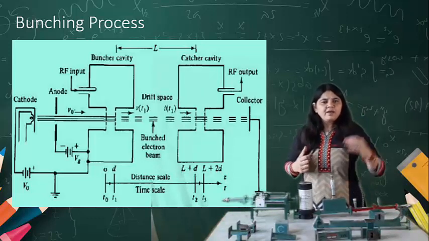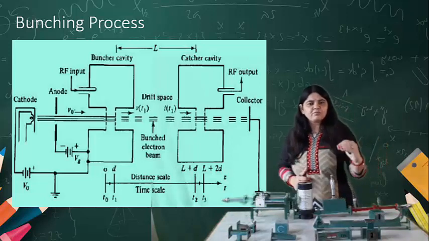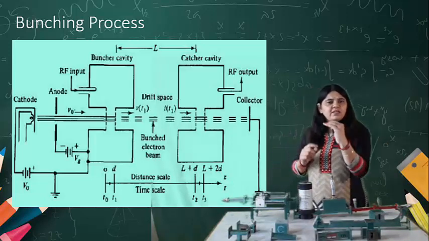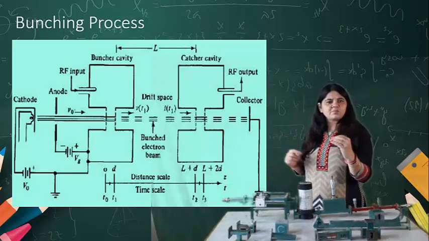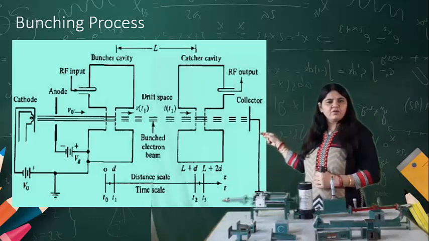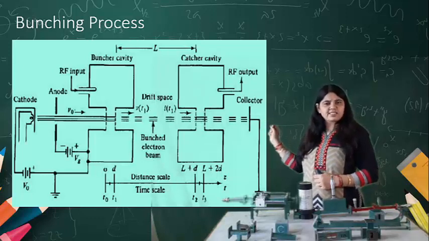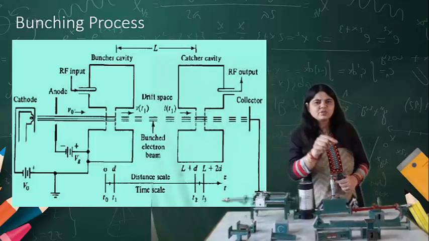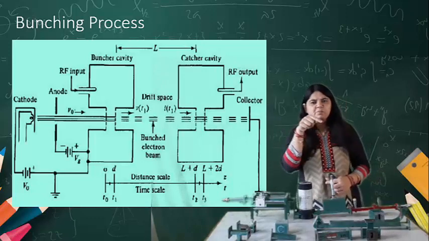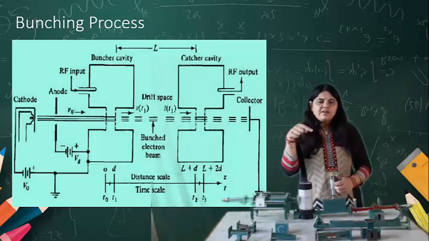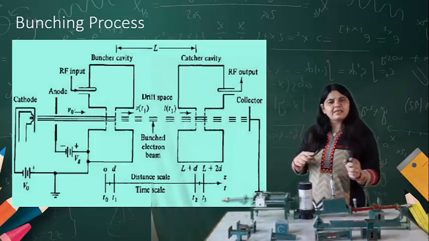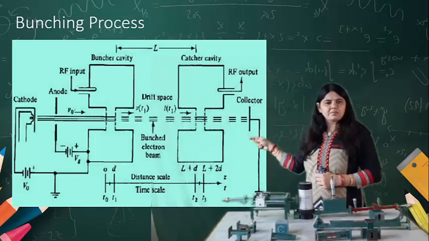Now what will happen? The electrons which are coming from the anode will reach this particular cavity end. Over here the RF input is there, so that input is applied so that the velocity of the electrons while they are traveling through this can be changed.